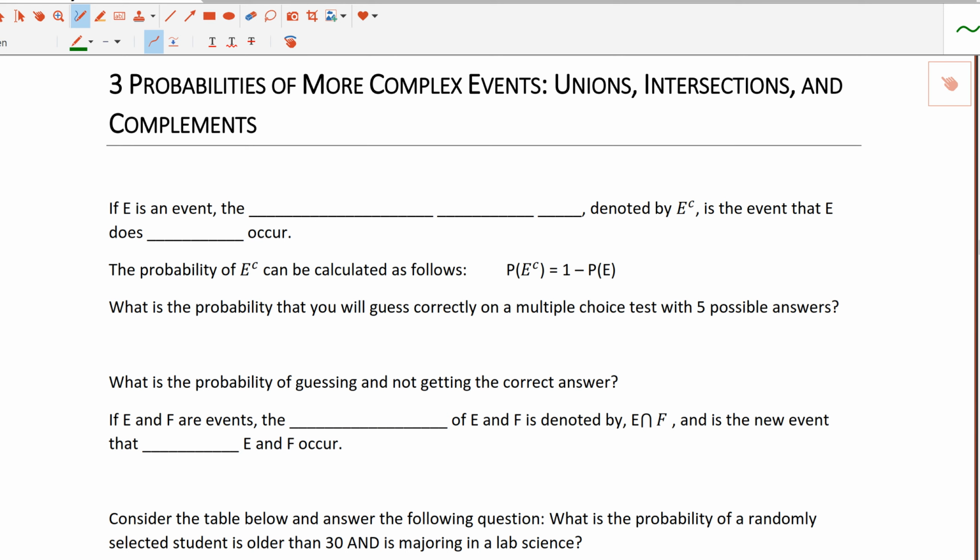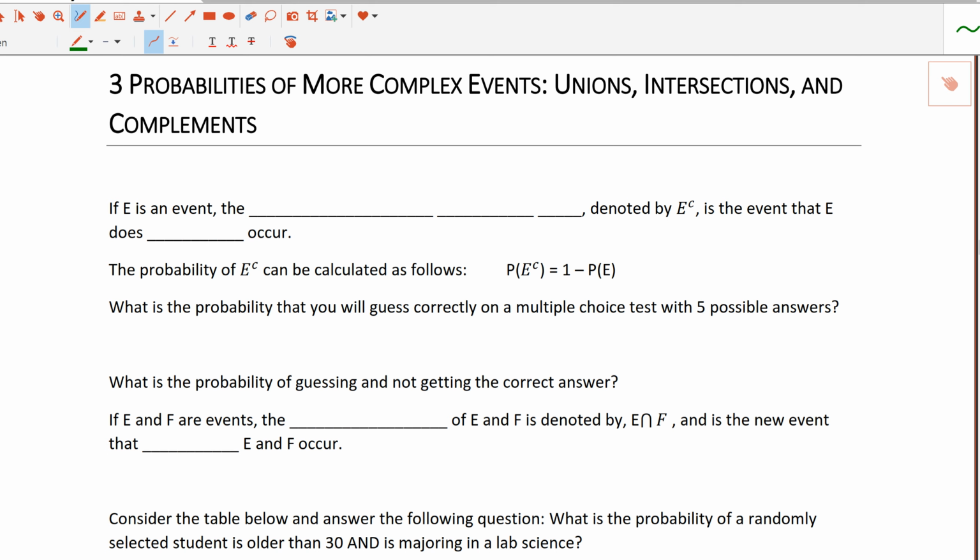Now, those were very simple probabilities. Most probabilities are a little bit more complex and talk about unions and intersections and complements. So it's important that you know what a union is. The union means that you're taking everything. Intersections have to have both things. Think about a road. An intersection is at a corner.